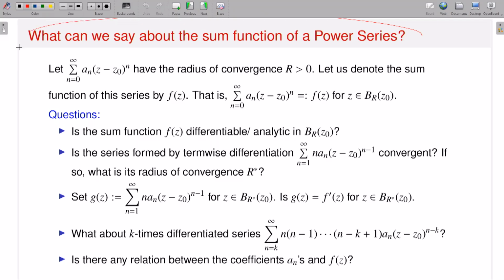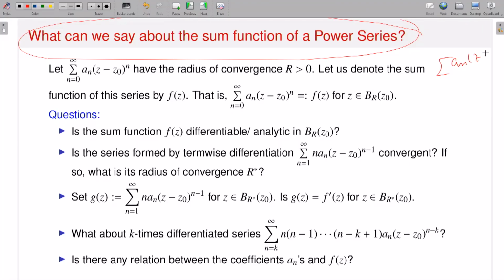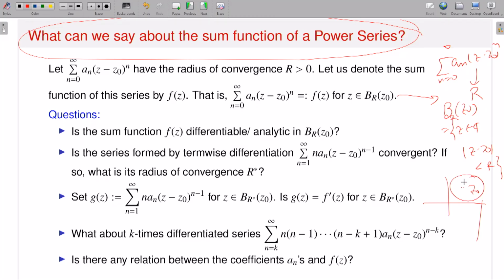Now I am going to ask this beautiful question: what can we say about the sum functions of a power series? Now you see, I talked about power series as a series of functions, then I talked about the domain of convergence. If I have a power series sum a_n (z minus z naught) to the power n from 0 to infinity, and suppose it has a radius of convergence R, then consider this set B_R(z naught), the notation I have written. This is nothing but all those z in C such that mod z minus z naught is strictly less than R. So this is the domain. If I draw a picture, this is my z naught, this is radius R, that is it.